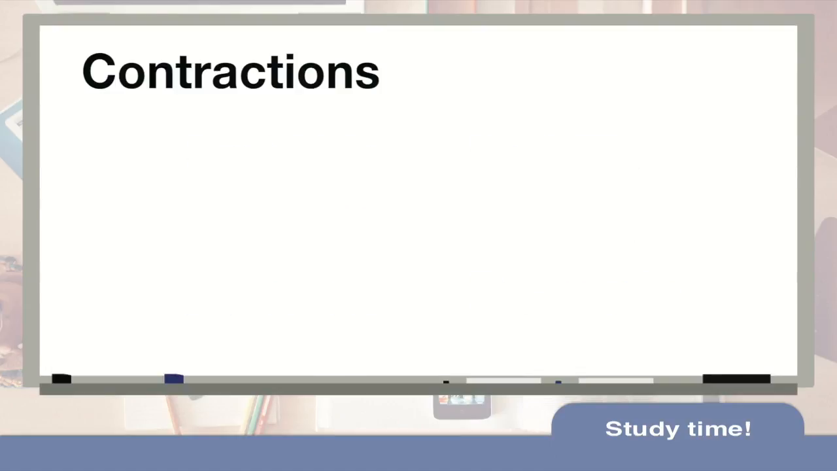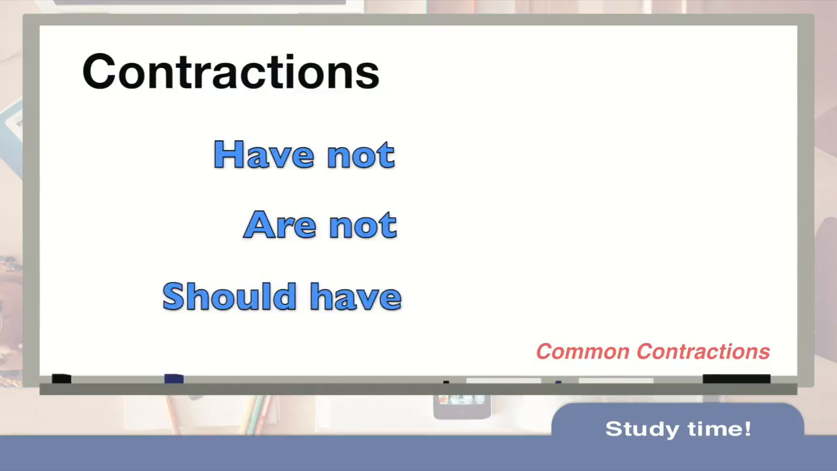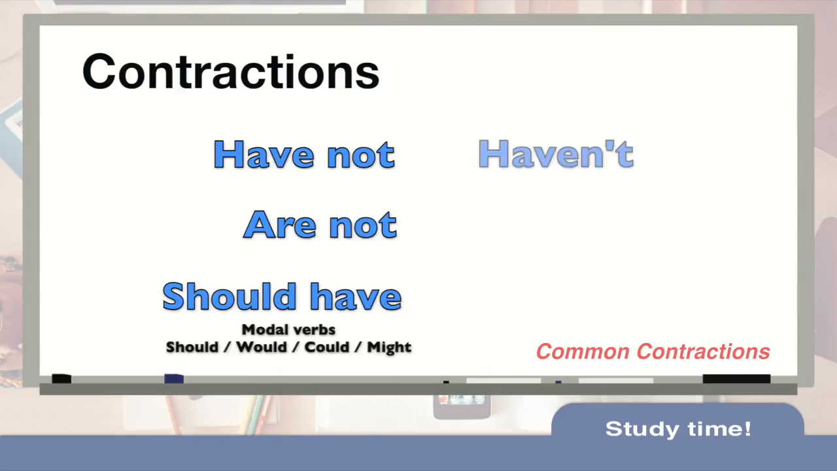Now let's take a look at some common contractions that are often used in native English language. Verbs that are joined with not are very commonly contracted. But also modal verbs, which are words such as would, should, could, might, must, are also contracted very commonly. Have not becomes haven't. Are not becomes aren't. And should have becomes should've.